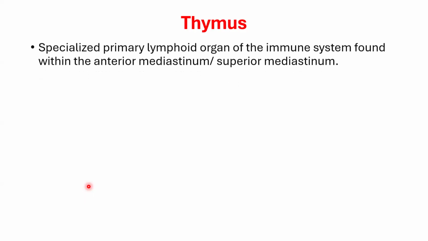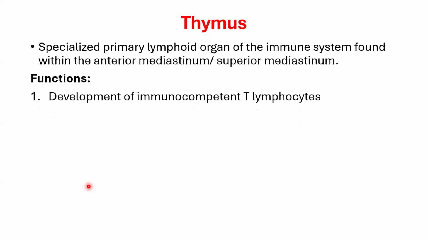For the thymus, let's now start uncovering the specific organs. This thymus is a specialized primary lymphoid organ. A keynote point is that it is located in the anterior or superior mediastinum. As you grow, the thymus degenerates and becomes replaced by fibrofatty tissue. At around puberty, as you grow old, due to the adaptive immune system coming in, the function of the thymus decreases and it becomes replaced by fibrofatty tissue. The function of the thymus is to enable the development of immunocompetent T lymphocytes.